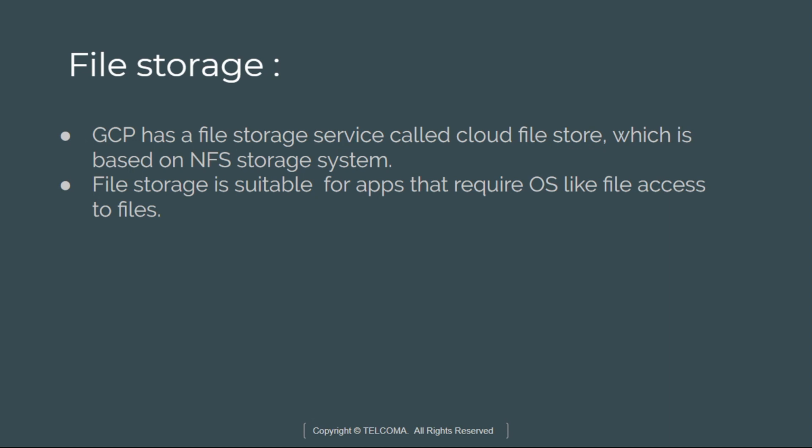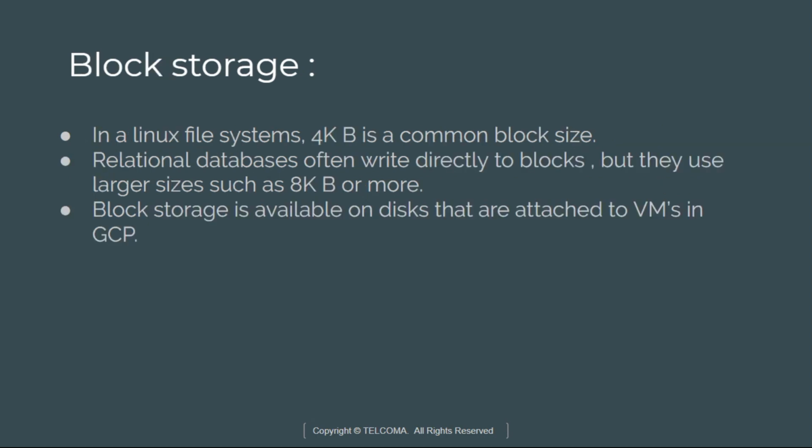File storage services provide a hierarchical storage system for files. Google Cloud Platform has a file storage service known as Filestore, and it is based on the Network File System, NFS, storage system. File storage is suitable for applications that require operating system-like file access. Block storage uses fixed-size data structures known as blocks to organize data. In a Linux file system, 4 KB is a common block size. Relational databases often write directly to blocks, but they use larger sizes such as 8 KB or more. It is available on disks that are attached to virtual machines in Google Cloud Platform.